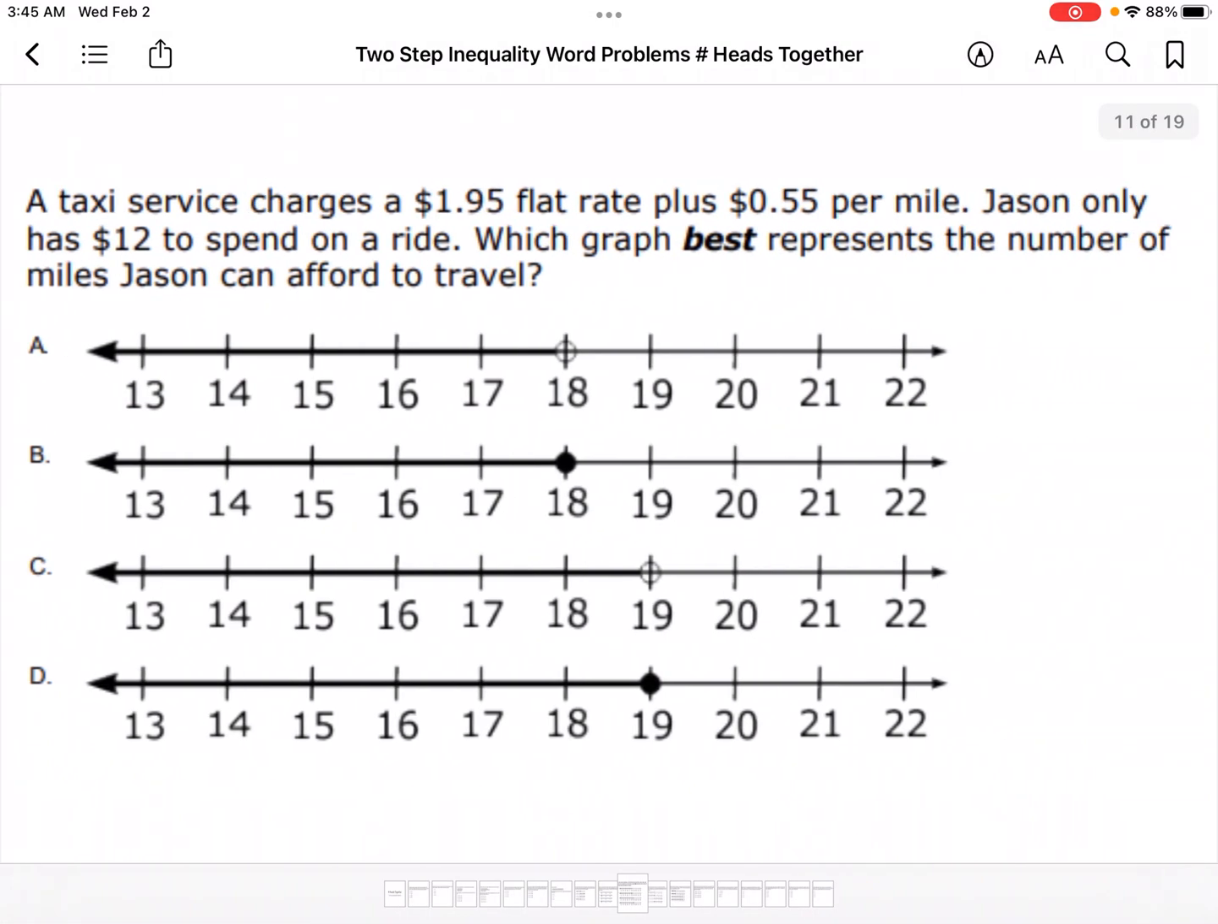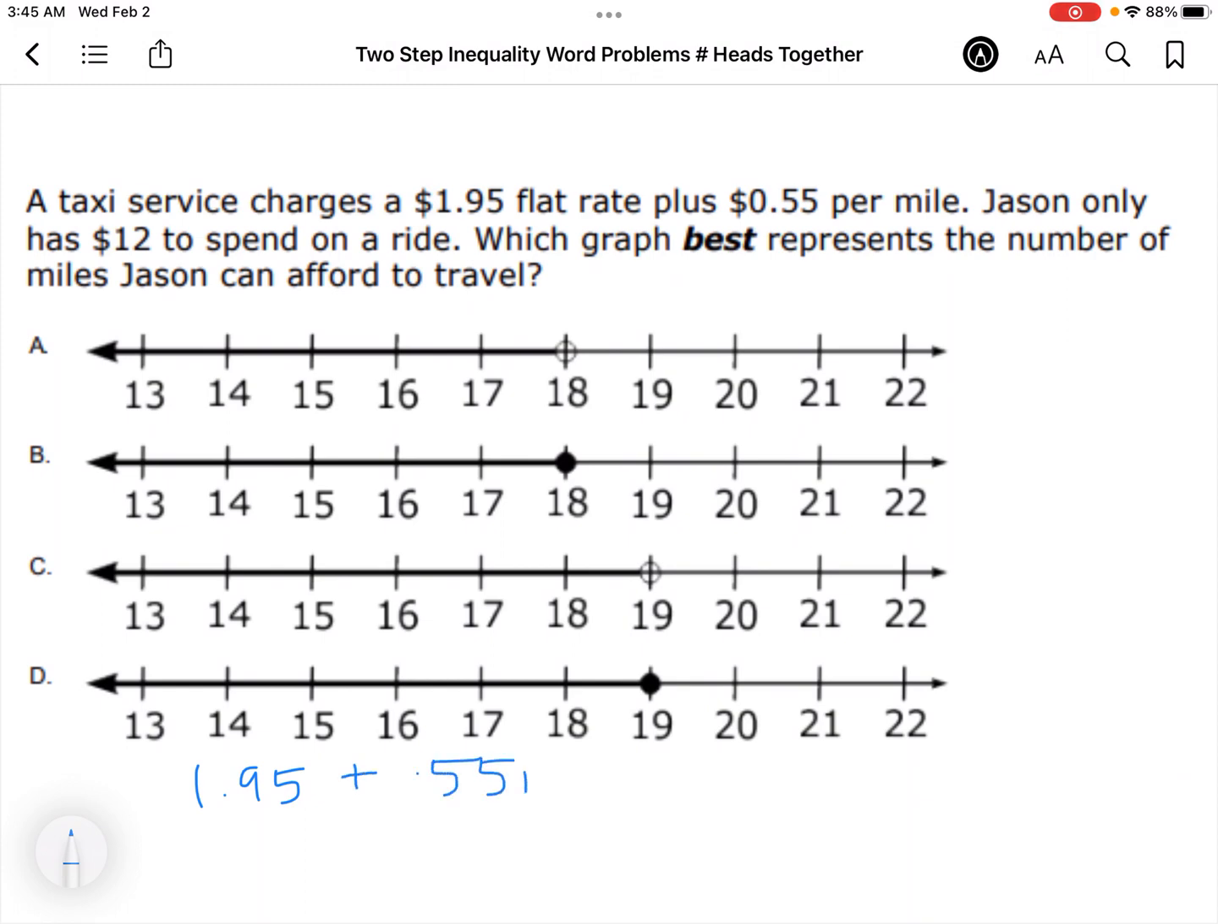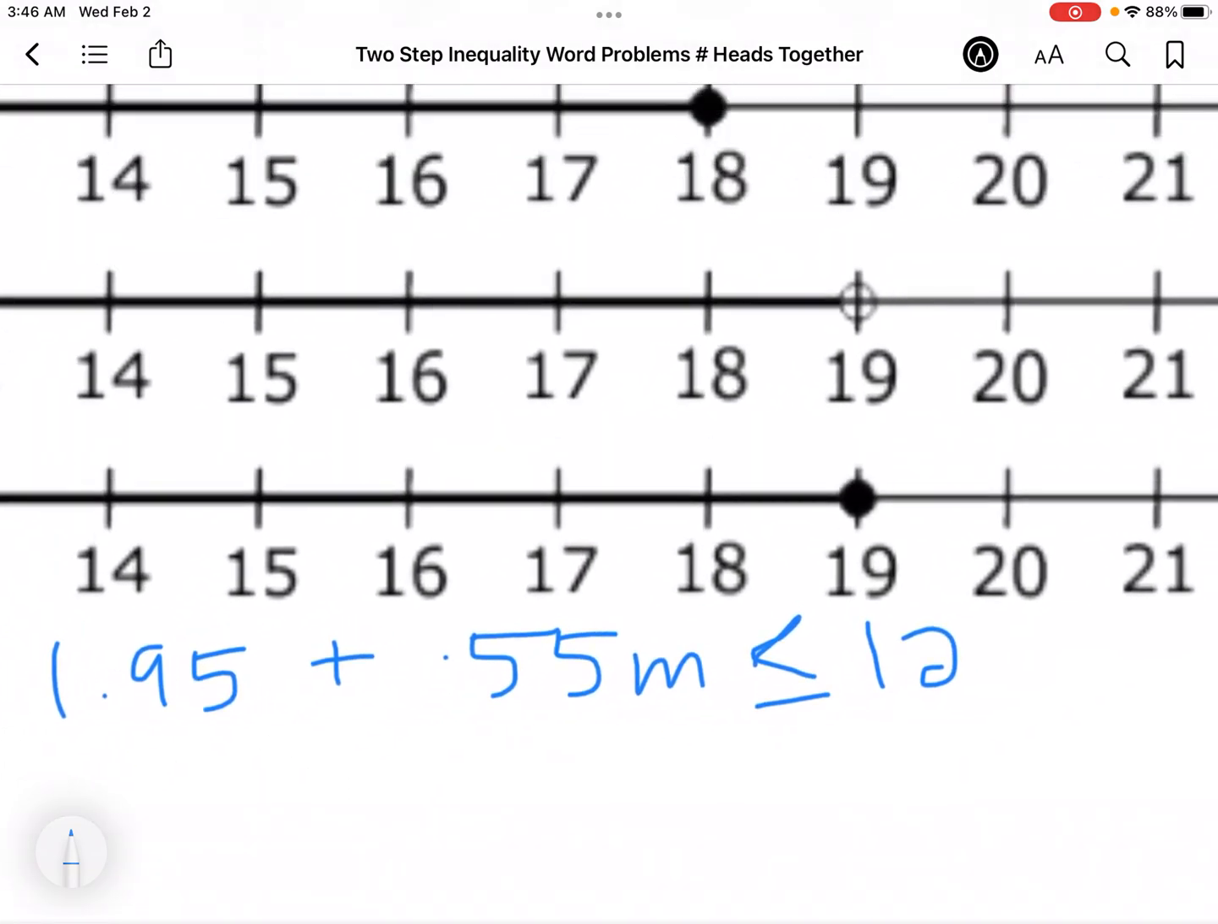Okay, a taxi service charges a $1.95 flat rate, so that's for just getting in the cab, plus 55 cents per mile. He only has $12 to spend, so he has to spend less than or equal to $12. So I'm going to subtract the $1.95.